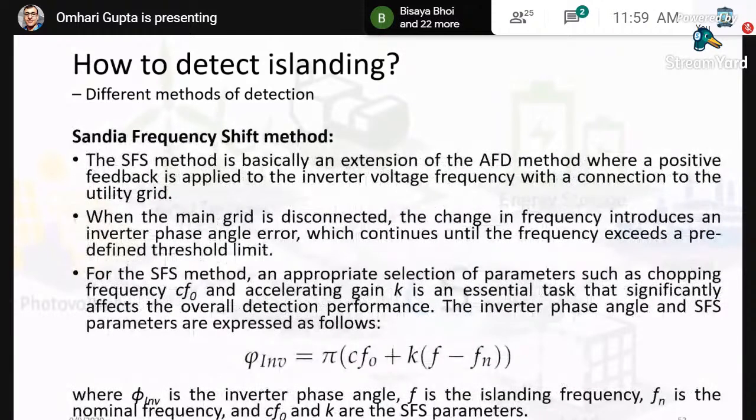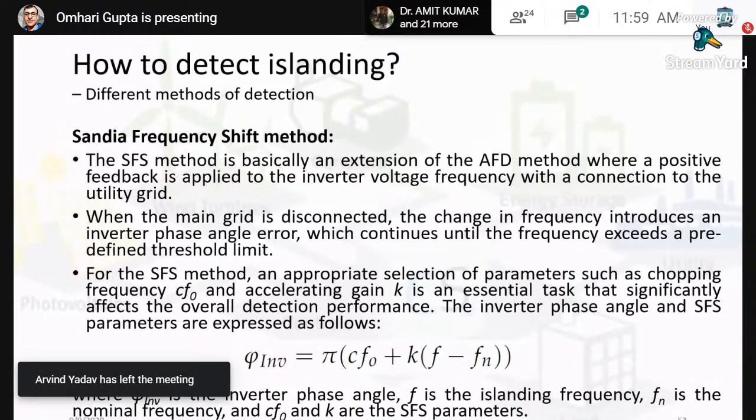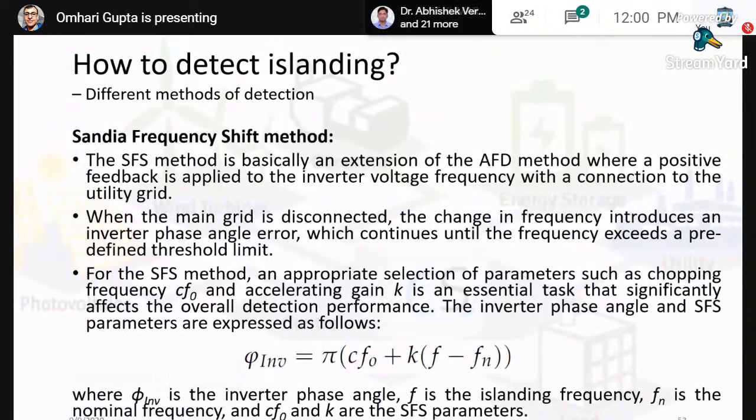Then comes the Sandia frequency shift. In this method, this is actually an extension of the previous method, where a positive feedback is applied to the inverter voltage frequency with a connection to the utility grid. That means you are measuring something at PCC, that is your voltage frequency, and the positive feedback is given to the inverter. And whenever the grid is gone, the changes in the frequency introduce an inverter phase error, which continues until the frequency exceeds the predefined threshold limit.